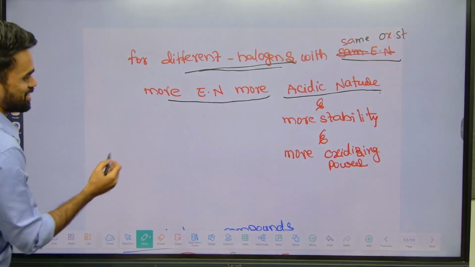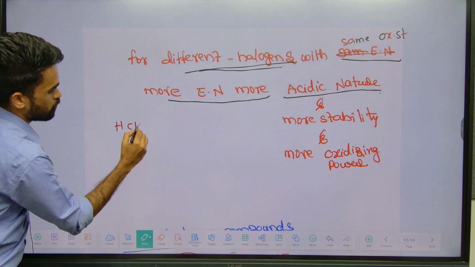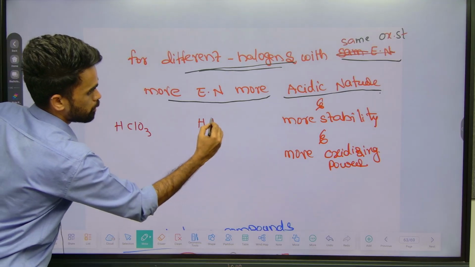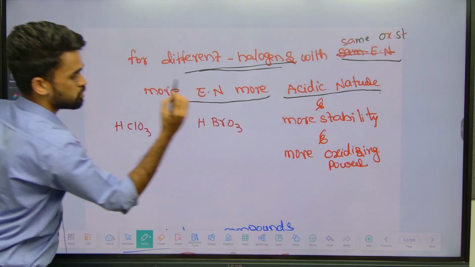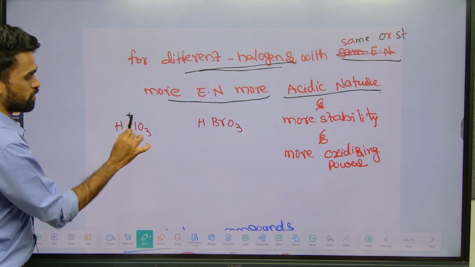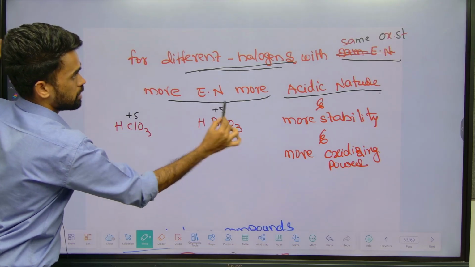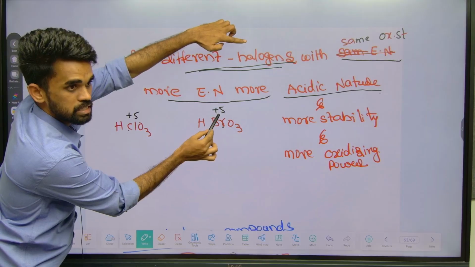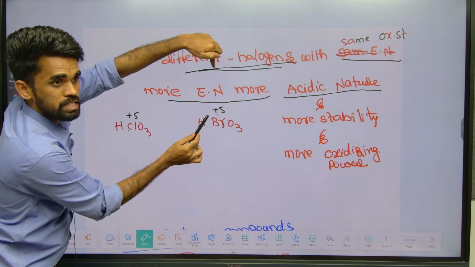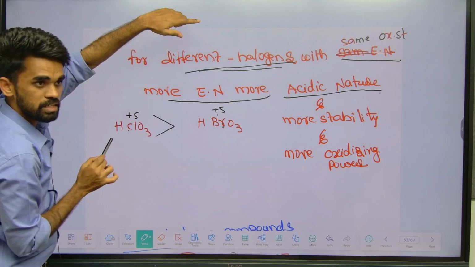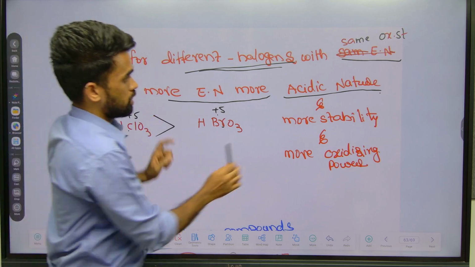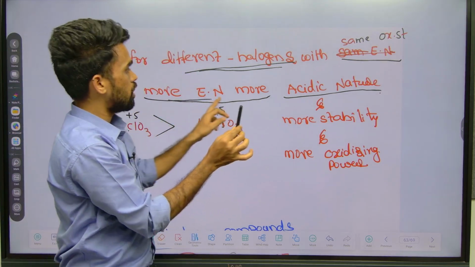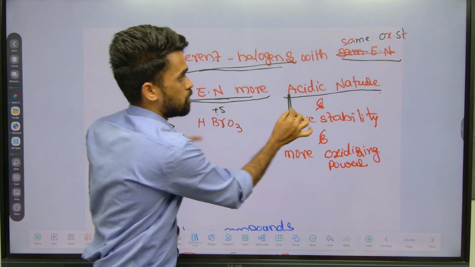Let's see this. HClO3, HBrO3. Which is more acidic, I am saying? +5, +5. Different halogens with the same oxidation states. Now how can you decide? Like this. Okay, next. And the more electronegative the atom, the more acidic the nature.